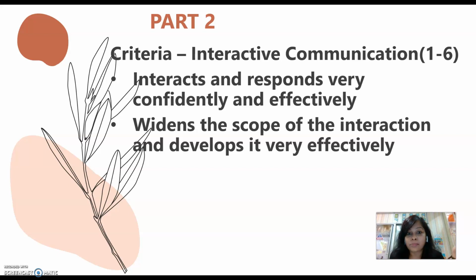So let's go back to interactive communication. How do you widen the scope of interaction? Remember in that question, there is a mind map. When you bring in a new idea that is not in the mind map into the interaction, you are widening the scope of the interaction and developing it very effectively. Of course, that point has to relate to the topic of the discussion as well. So that is the criteria.